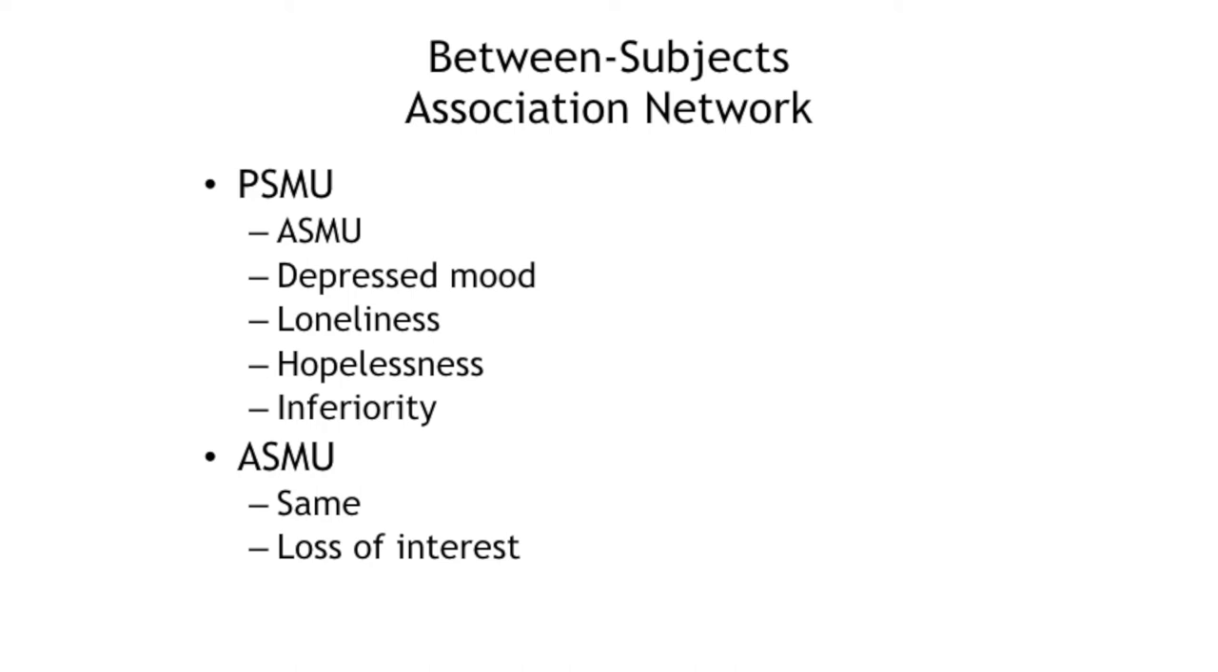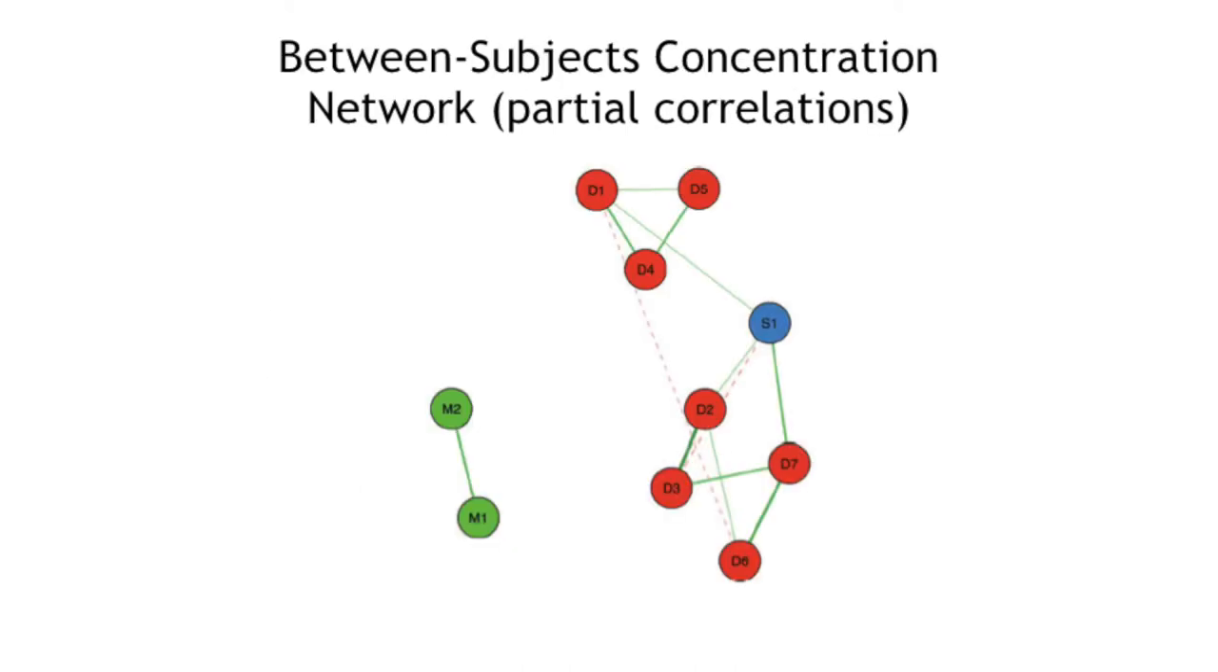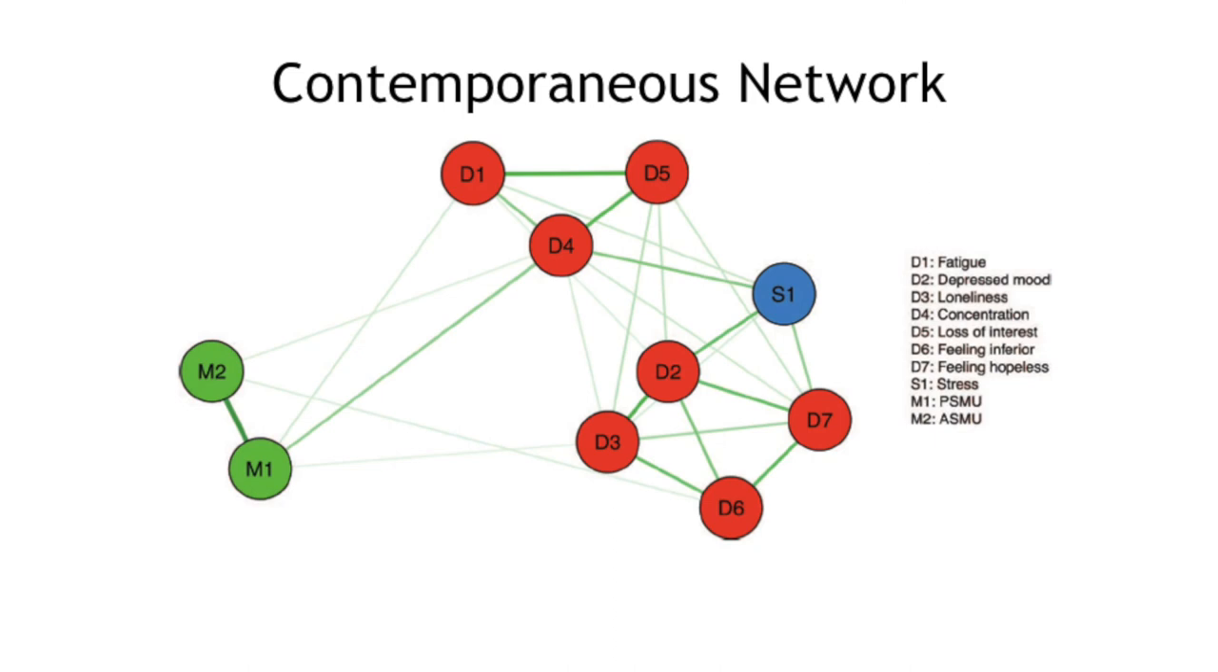Okay, this is the between-subjects concentration network. Now, what's interesting here with the partial correlations, we lose all edges between the media use and the other symptoms once we conditionalize on everything. Now, the contemporaneous network is a different type of thing, where you've got all these folks within a particular 2-hour period. So you're looking at the connections over the different periods. So what symptoms are occurring at this time frame?